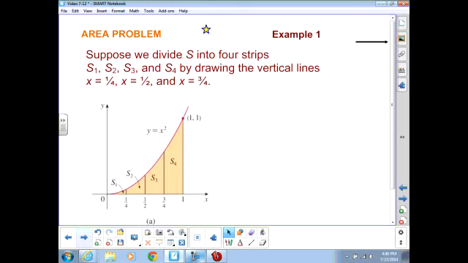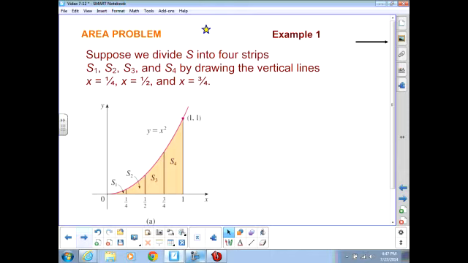So our first section goes from 0 to 1/4, and then the next one from 1/4 to 1/2, and then from 1/2 to 3/4, and then 3/4 to 1. Now, you may be thinking, well, we said we were going to split it into rectangles, and those aren't rectangles. Well, this is just to show you where we're getting the base of those rectangles from.